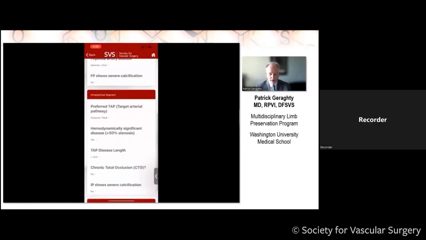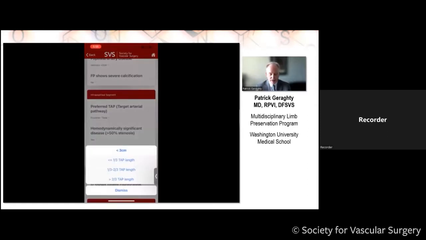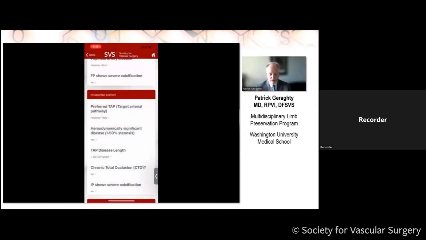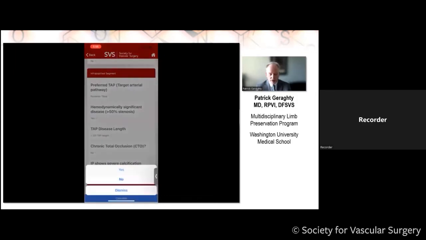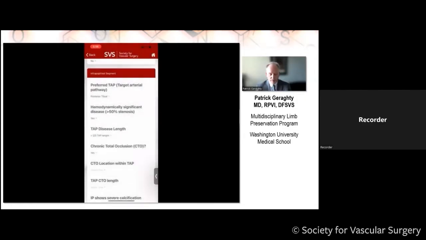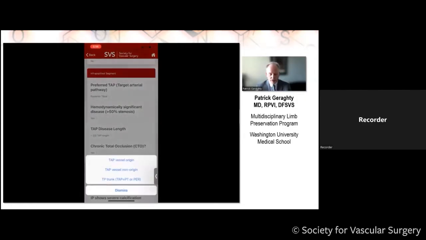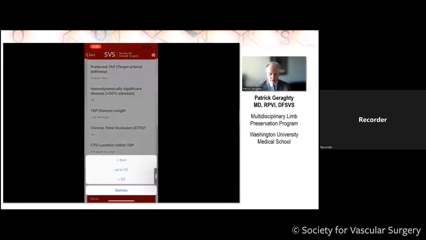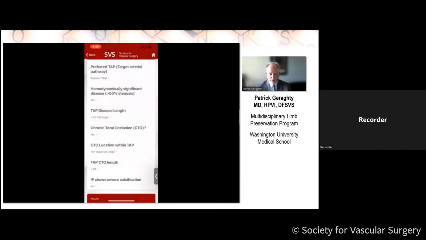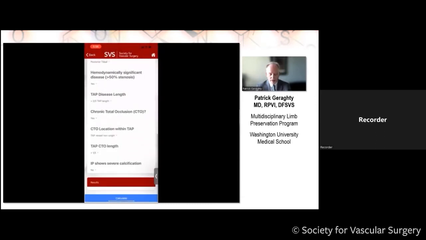Again, yes, there is hemodynamically significant stenosis. The disease length here is greater than 2/3 of the total arterial path length in the calf. There is a chronic total occlusion present. The CTO location is not at the origin. The CTO length is greater than 1/3 of that vessel, and there is not severe calcification.